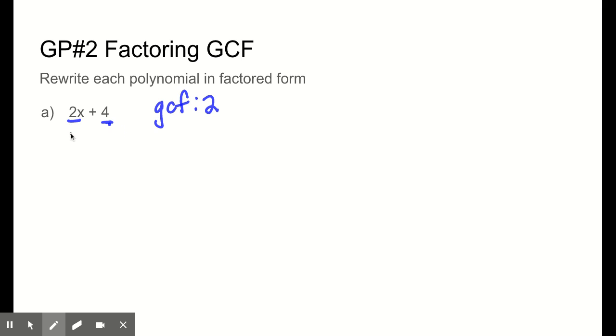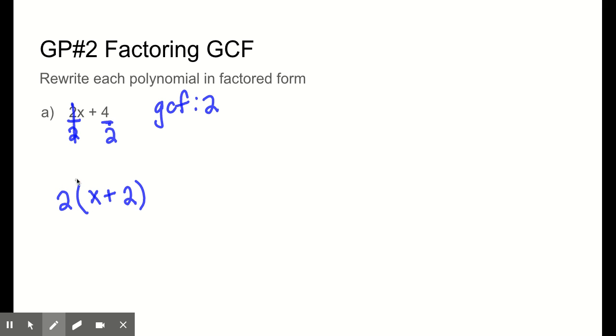So when you factor, again, we're undistributing, and distributing is multiplying, therefore factoring is division. So we're going to divide each of our terms by the number 2. And when we write it in factored form, we must always write the GCF out in front of the parentheses. So if we divide out the 2 from this polynomial here, 2 divided by 2 is equal to 1. So 1x will go back inside the parentheses, plus 4 divided by 2 is equal to 2.